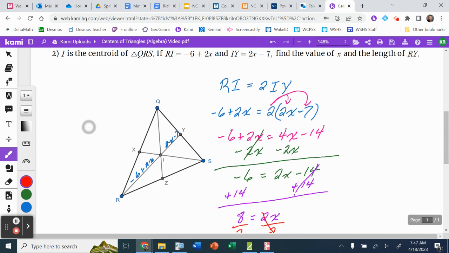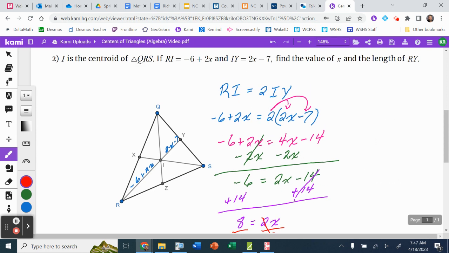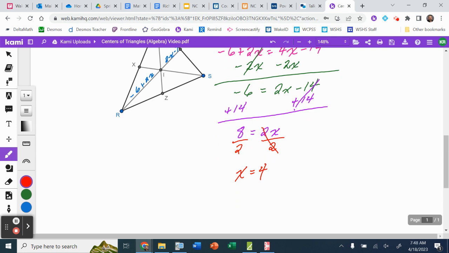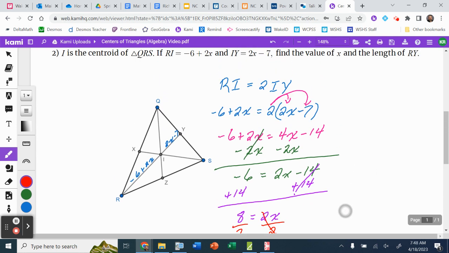Now it wants us to find the length of Ry. So it wants this whole thing, all right? It wants the whole thing. There's a couple of ways we could do this. I think maybe the easiest way is just to take those two algebraic expressions, add them together, and substitute in the value of 4 for x. That's what I'm going to start off by doing. Now, there are other ways to do it.